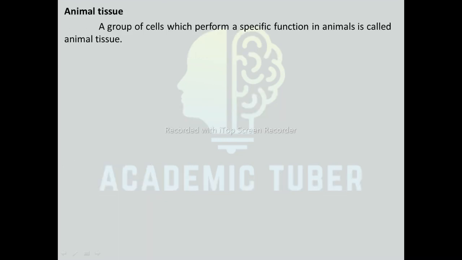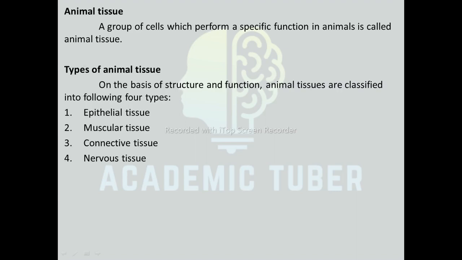Animal tissue. A group of cells which perform a special function in animals is called animal tissue. On the basis of its structure and function, animal tissues are classified into the following four types. They are epithelial tissue, muscular tissue, connective tissue, and nervous tissue.